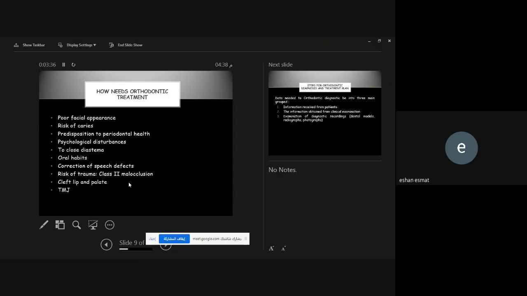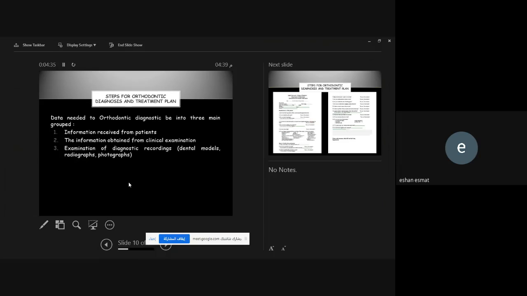Also, you need treatment if there is spacing between the teeth, called diastema, to close this space. Some persons have oral habits like thumb sucking or lip thrust, so they also need orthodontic treatment. Other patients have speech defects because of their occlusion, so they need correction. Also, there is the risk of trauma, especially in class 2 division 2, where you remember there is an increased deep bite, so the lower incisors will occlude on the soft tissue of the maxilla. Cleft lip and palate patients need treatment, and also TM joint problems need orthodontic treatment.